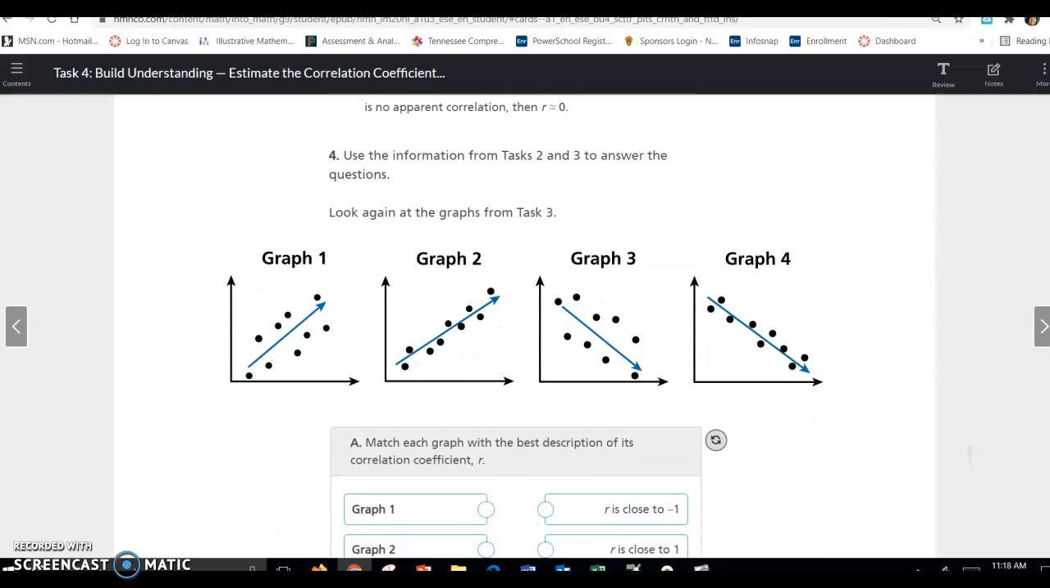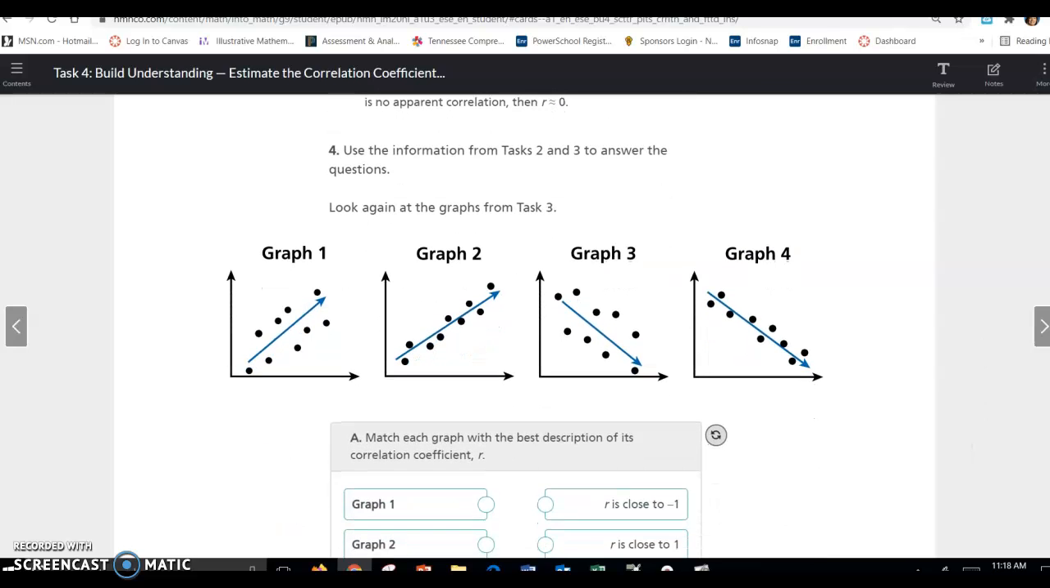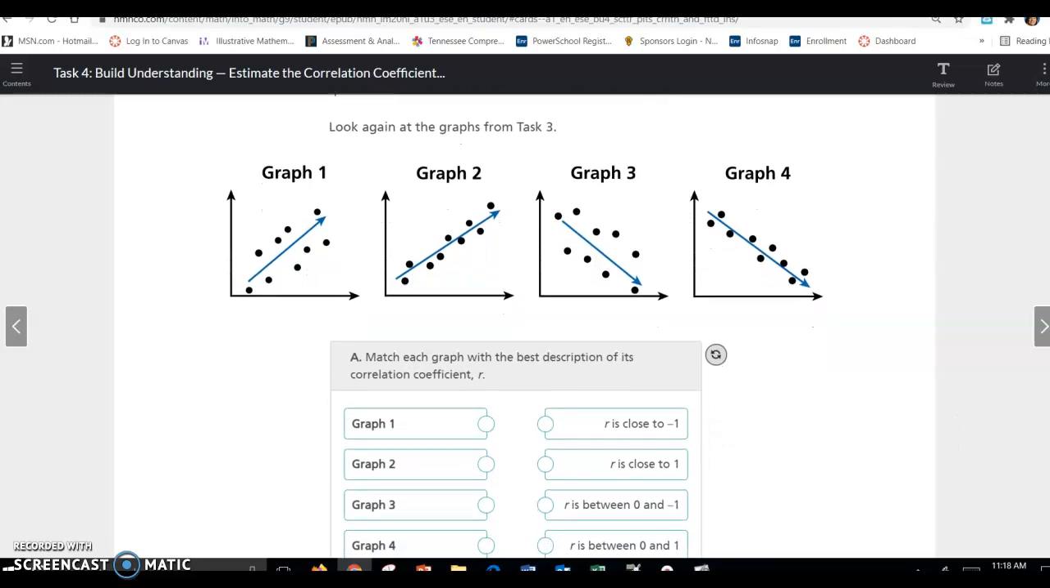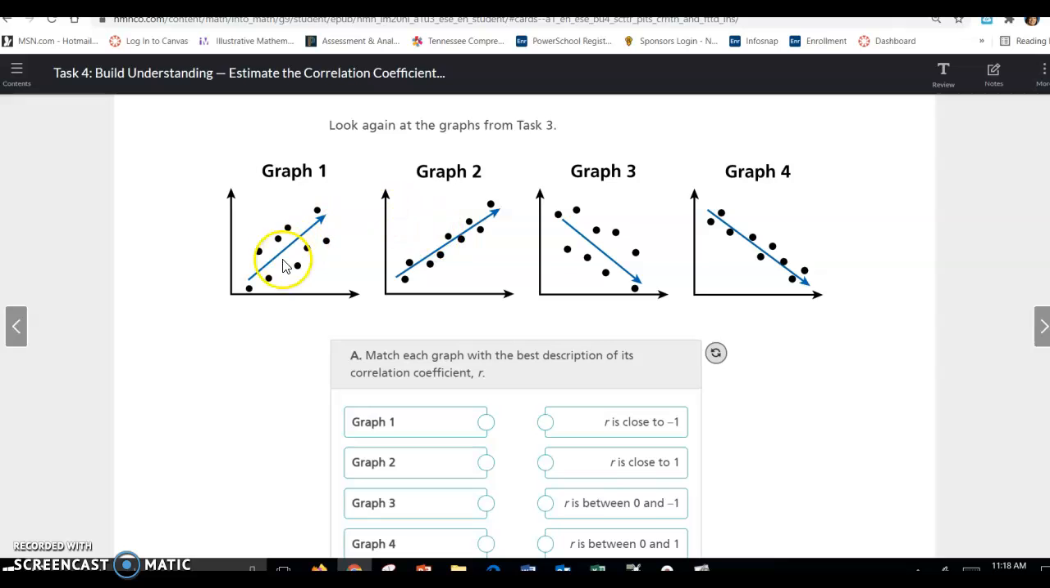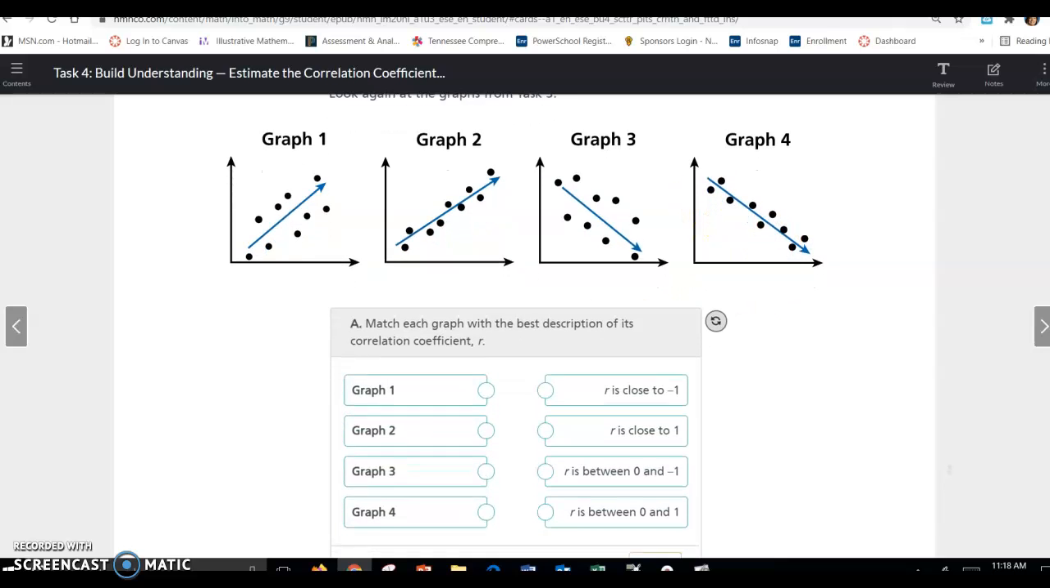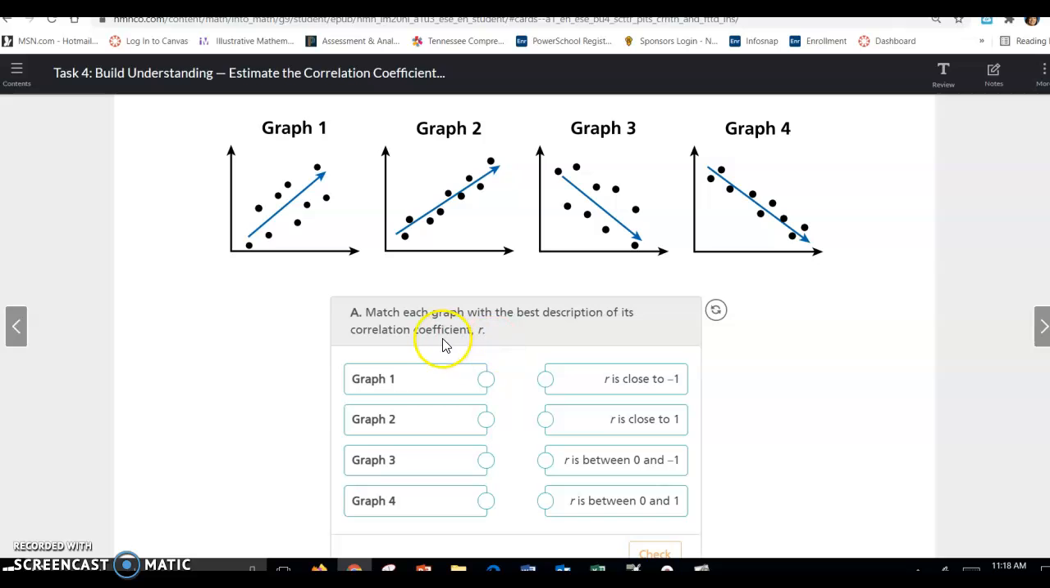All right, it says use the information from task 2 and 3 to answer the questions. Look again at the graphs from task 3. Okay, so these are loosely related. These are closely related. These are loose. And these are close to the line. So it says match each graph with the best description of its correlation coefficient R.